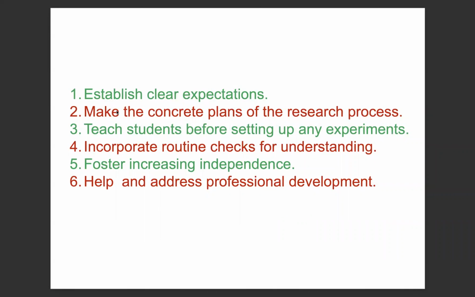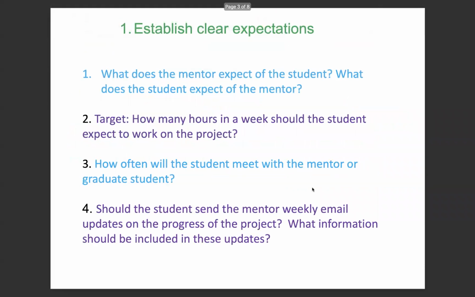The second point is make a concrete plan of the research process. The third point is teach students before setting up any experiments. Fourth point is incorporate routine checks of understanding. Fifth point is foster increasing independence. And the sixth point is help and address professional development. So let us discuss one by one.